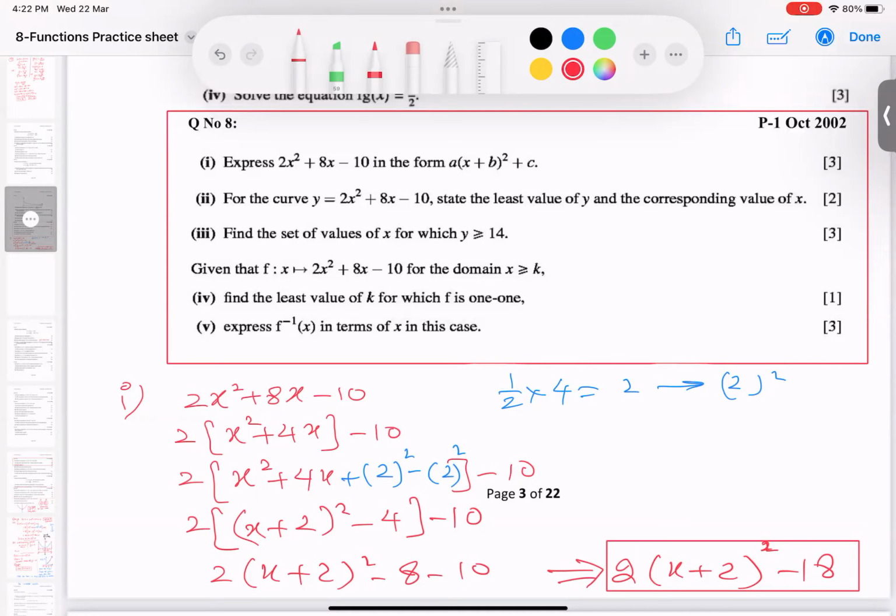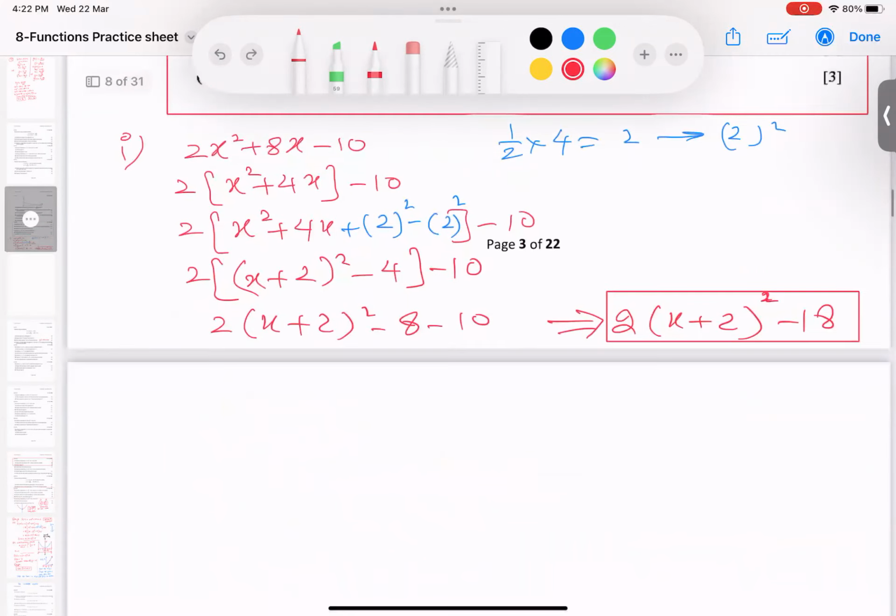And he said to state the least value of y and the corresponding x value. We discussed in the last 2 lectures in detail, and you know it: is x square positive or negative? Positive. When we have x square positive, we have a point of minima. And when x square is negative, we have a point of maxima. Now, because x square is positive, it's a point of minima.